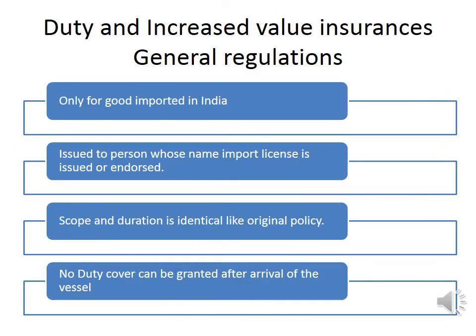Duty and increased value insurances. It is only basically for imported items. There is a custom duty, there is a basic duty, there is an additional duty, or you can say special duty on that. There is IGST, and IGST is also levied. So now the duty structure has been simplified. It is in three parts: basic, then a 10% addition, and IGST. So this duty is only for goods imported in India, where the duty is paid.